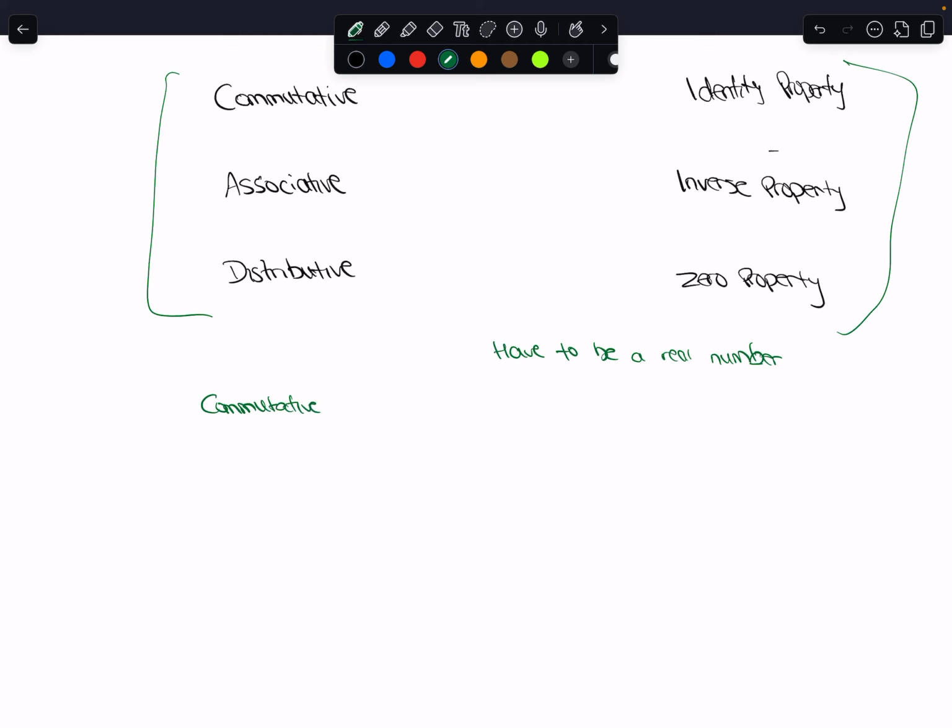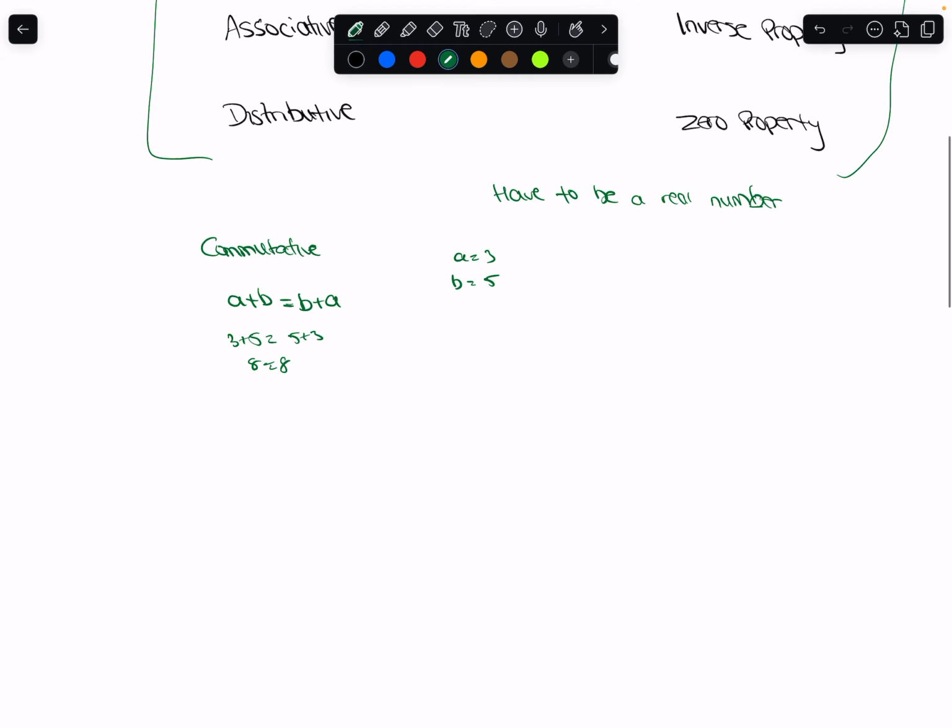An example would be A plus B, and this is the same as saying B plus A. Same notation, but A and B are just variables. So if A was 3 and B was 5, that's the same as saying 3 plus 5 is equal to 5 plus 3. And it's the same thing, which is 8 for each one. This rule can also apply for multiplication. A times B equals B times A. No matter how I flip it, it's still going to give me the same number. Okay, that's one portion of it.